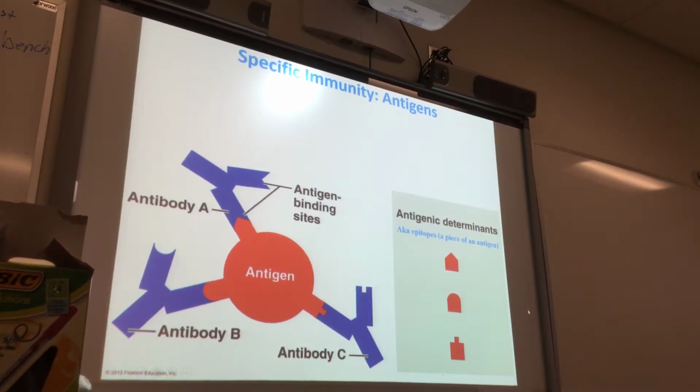So now, for the rest of immune 2, if I say antigen, I mean antigen epitope, or if I say epitope, I mean antigen epitope. So antigen's just the big thing. And then the epitope is that little part of the antigen that the antibody recognizes. Yeah, it's a little shape that the antibody recognizes.